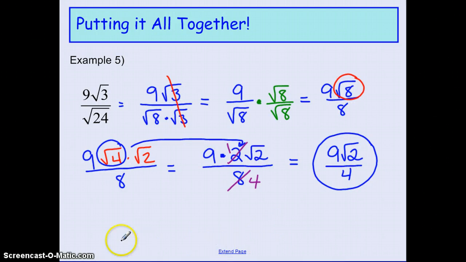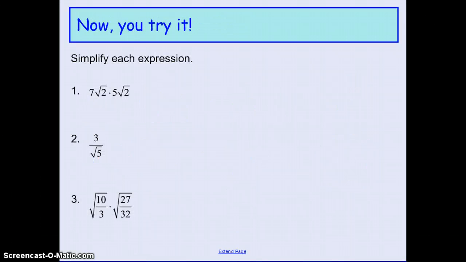Speaking of which, it's now your turn. Here are 3 simplifying problems that I'd like you to try. Try them in your notebook. We'll start off our next class talking about them. So 1, 2, 3, try them out, and you're done.